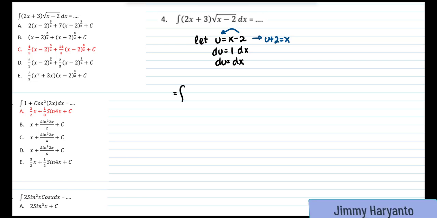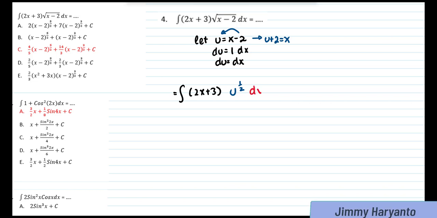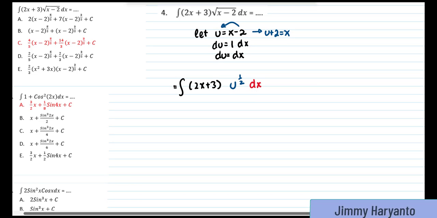After that you have to replace the expressions with the ones that we already assumed. For the u is x minus 2, you will replace it like this, u, and then the square root will become half, and then the dx will become du, I mean.